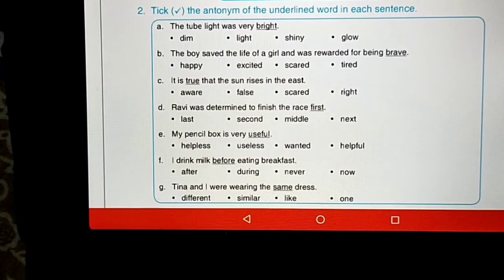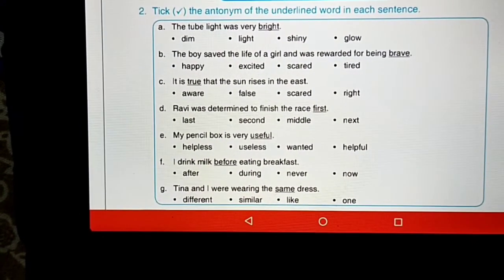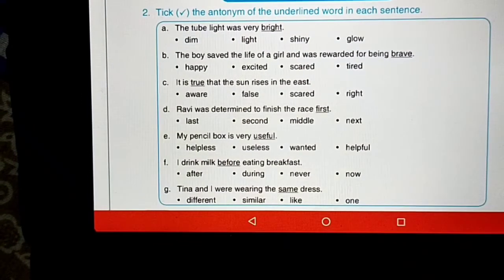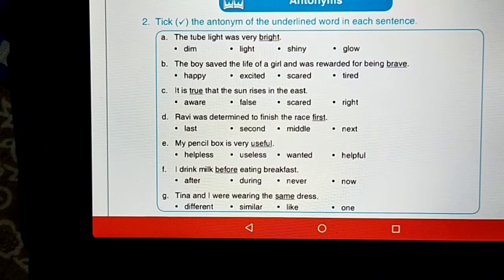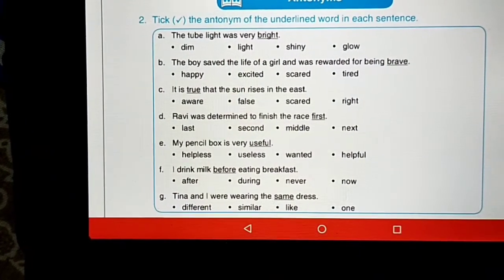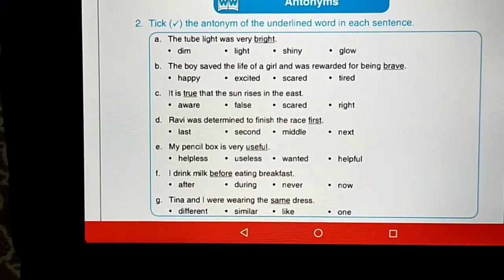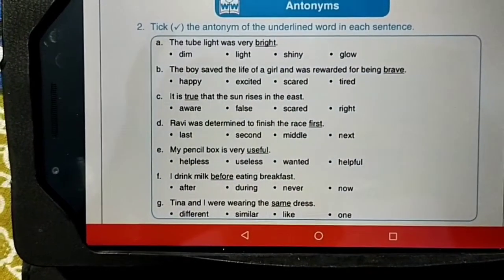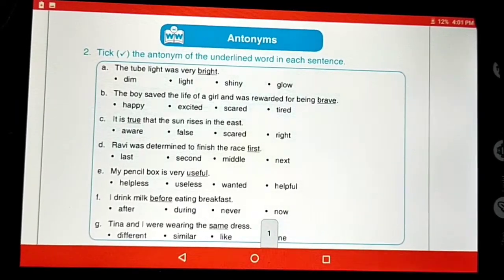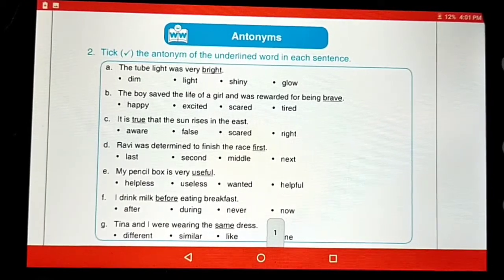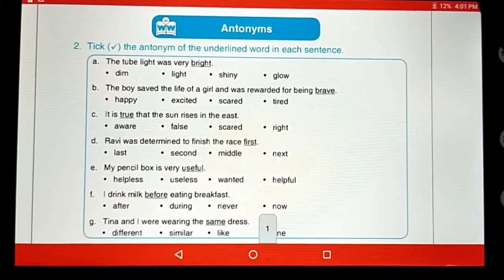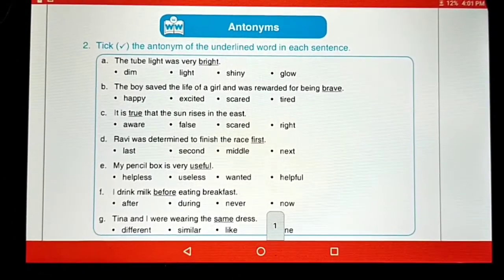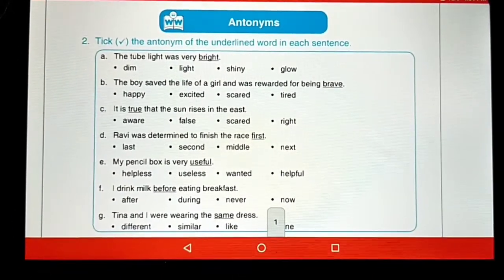Did you find any word which is just opposite to bright? Yes, dim. Because light, shiny and glow, these are having the same meaning as bright. Dim has opposite meaning than bright. In the same way, you have to solve all these questions from B to G. You have to see the underlined word and search its antonym.